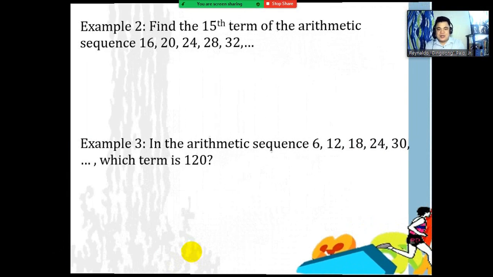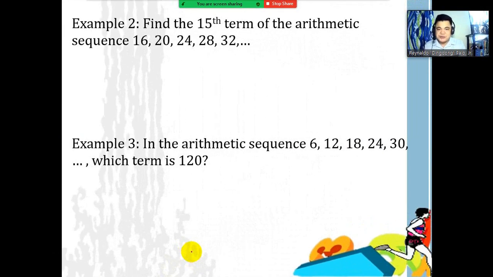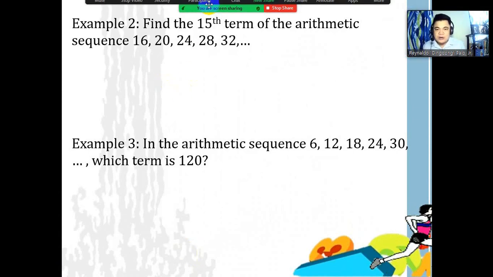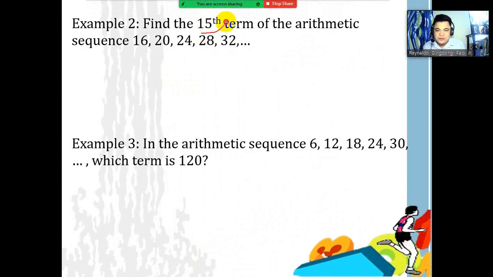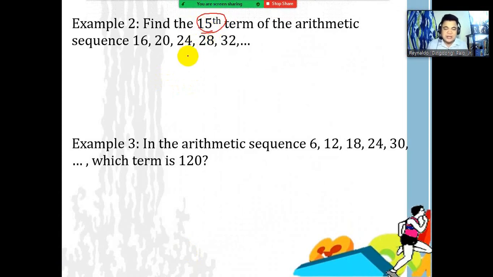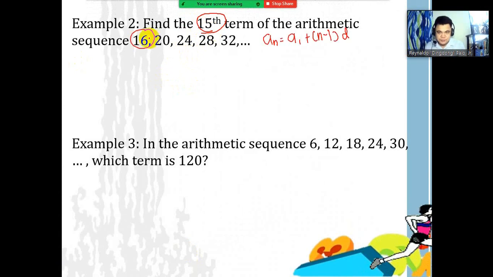Next, example number 2. Find the 15th term of the arithmetic sequence 16, 20, 24, 28, 32, and so on and so forth. In this specific example, we need to solve for the specific term. In this case, we have to solve for the 15th term. So this is how you will solve it.